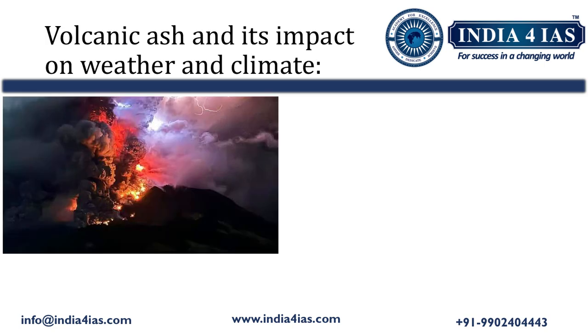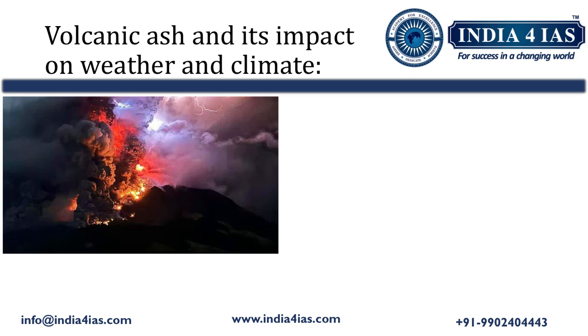Now we will discuss the volcanic ash produced by the Mount Ruang eruption and its impact on the weather and climate of the region. Volcanic ash consists of crushed solids like rocks, minerals, and glass, along with gases. Along with the solid particles, it also contains gases such as water vapor, carbon dioxide, and sulfur dioxide. This is the composition of the volcanic ash produced by the eruption of Mount Ruang.